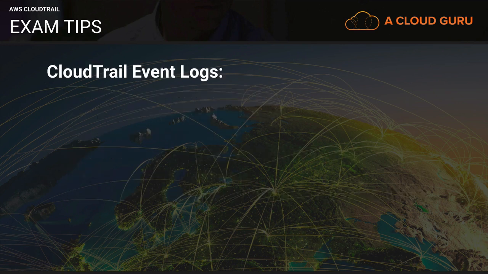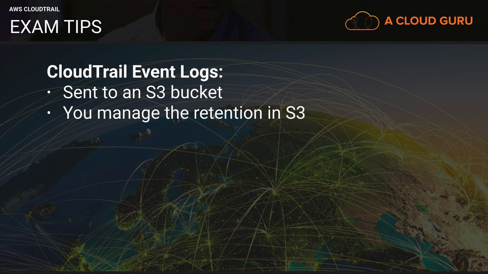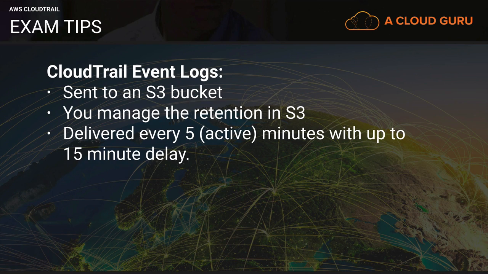In terms of CloudTrail event logs, they're sent to an S3 bucket. You manage the retention in S3. Remember, S3 is designed to be highly available and durable storage, so it will just continue to log stuff into S3. You need to set up lifecycle management policies to decide how long you want to keep that data, and do you want to delete it or send it to Glacier? It's delivered every 5 minutes with up to a 15-minute delay.